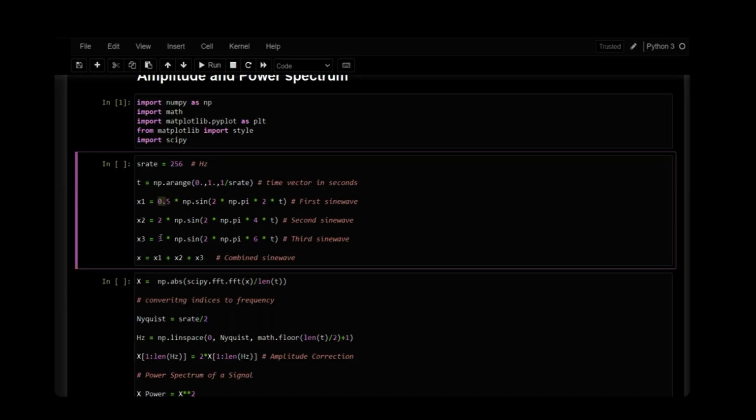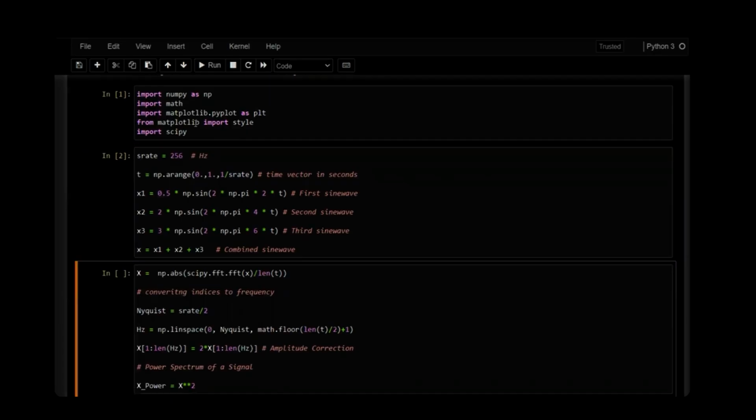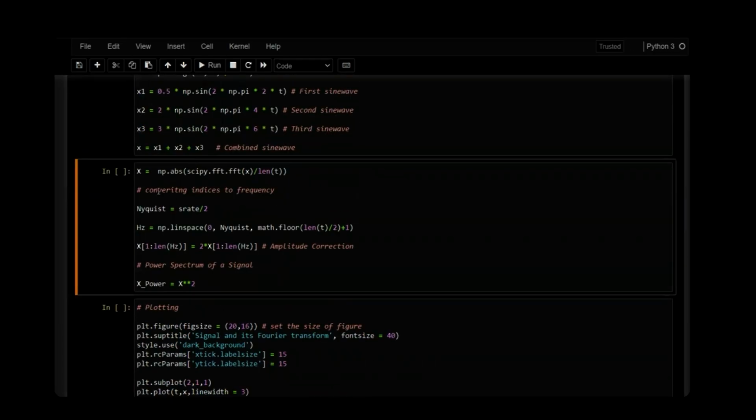So this is our first sine wave. The amplitude of the sine wave is 0.5 and its frequency is 2. The second wave has amplitude 2 at 4 Hz. And the third wave has amplitude 3 and its frequency is 6. So we can add these 3 sine waves to get the multiplexed signal or a combined sine wave. So let us understand the cell that generates the multiplexed signal.